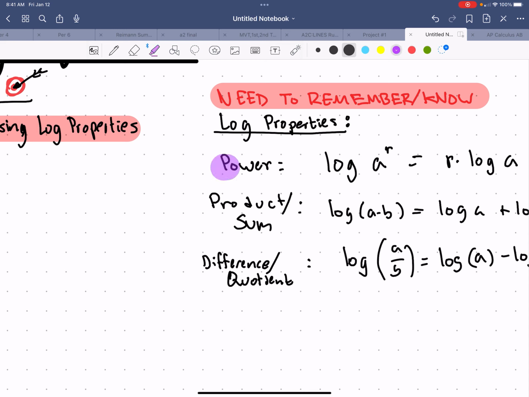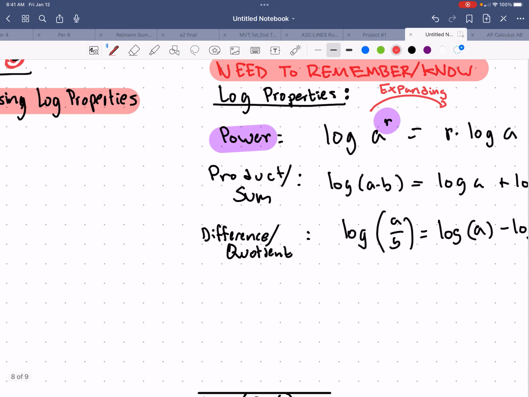So the first rule we have is the power rule. That means when you have any log to the power of something, you see how it's up here? The power rule says whenever we have an exponent, we can bring it to the front. That's why we have this. All right? That's how we expand. So going from this to this is called expanding. All right, and going backwards is called compressing.